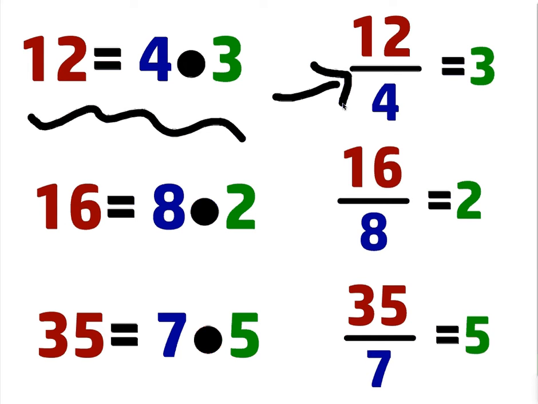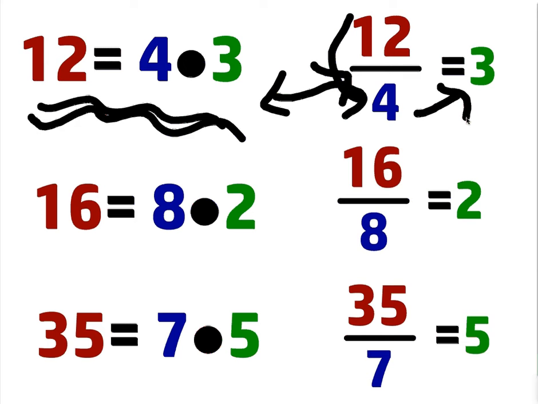And these two things actually are the same thing, just written in two different ways. On the left, we have 12 equals 4 times 3. On the right, we have 12 divided by 4 equals 3. They go hand in hand. They're just two different ways of writing the same thing.